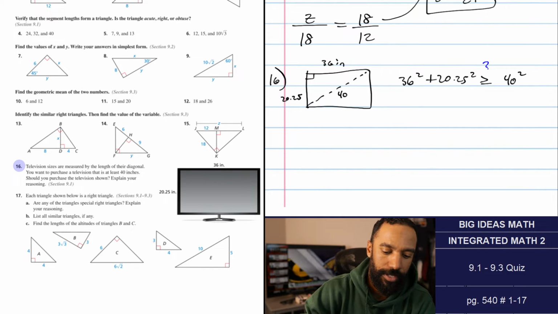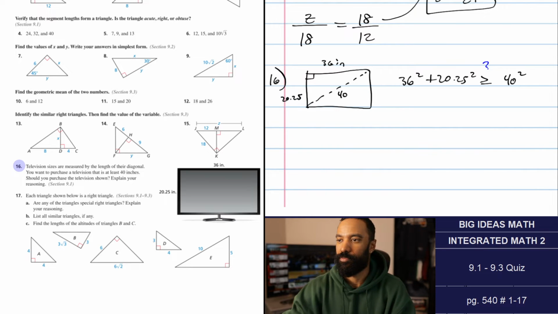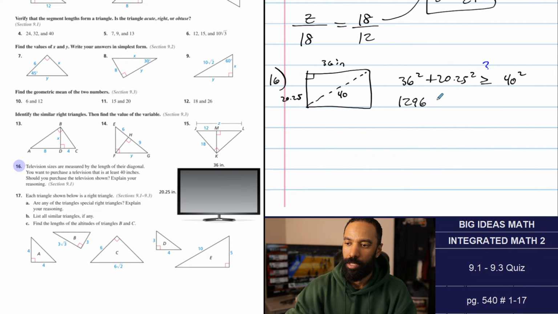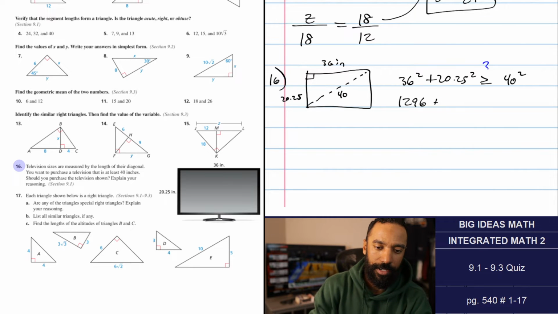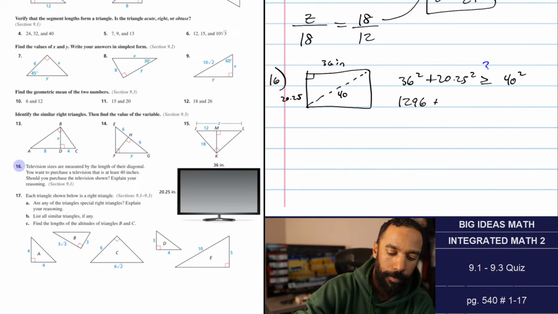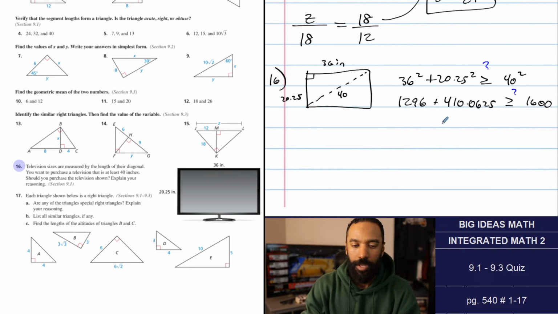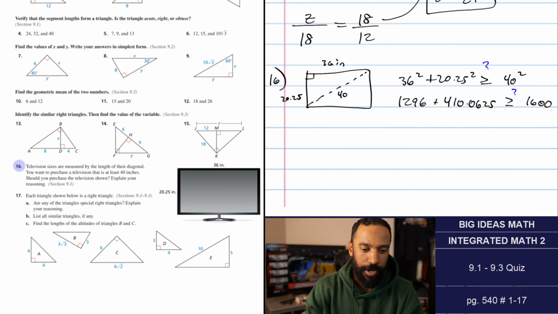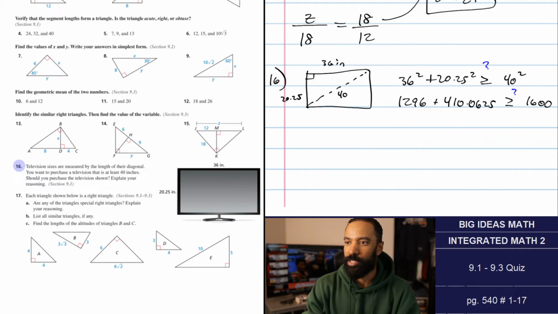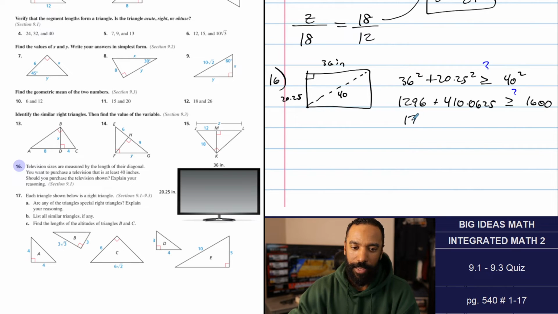36 squared, 1296. 20.25 squared. Weird number. 410.0625. And 40 squared is 1600. I think it's going to beat it. So that plus 1296. Let's get official numbers. Here's the thing, I don't need to solve what the value is exactly. I just need to make sure that this was more. Is it? It is indeed greater than 1600. That checks out.